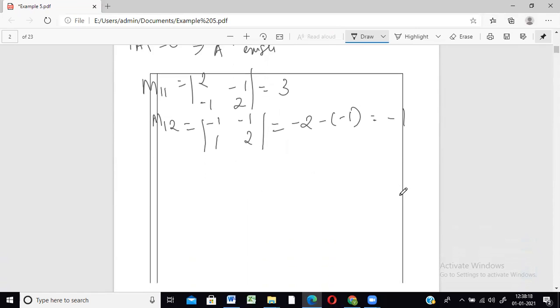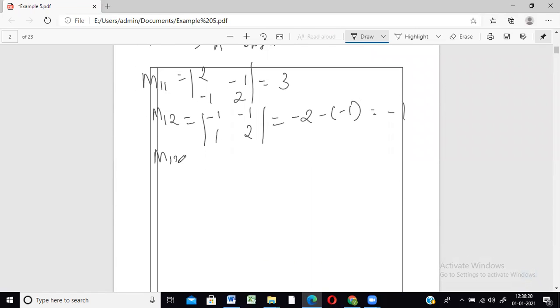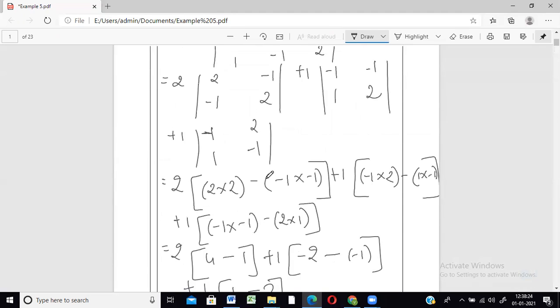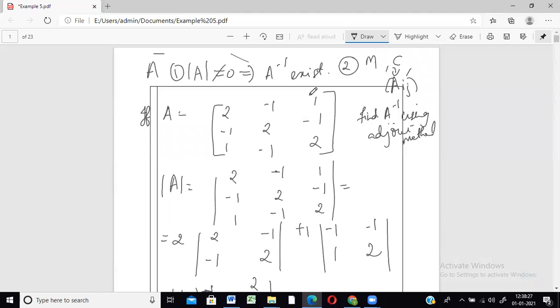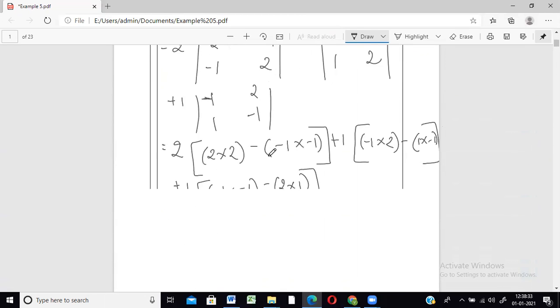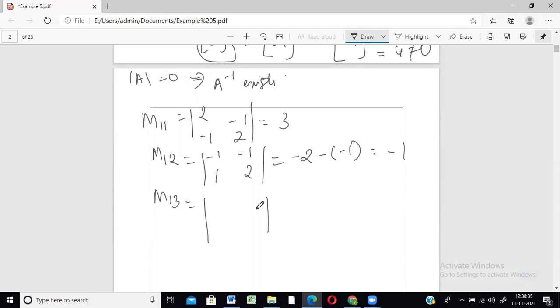Alright. Now M13 will be first row. It is long of course, but it is very very easy. First row, third column's element, this element. So I will ignore this row and this column. So what remains? Minus 1, 1, 2, minus 1.